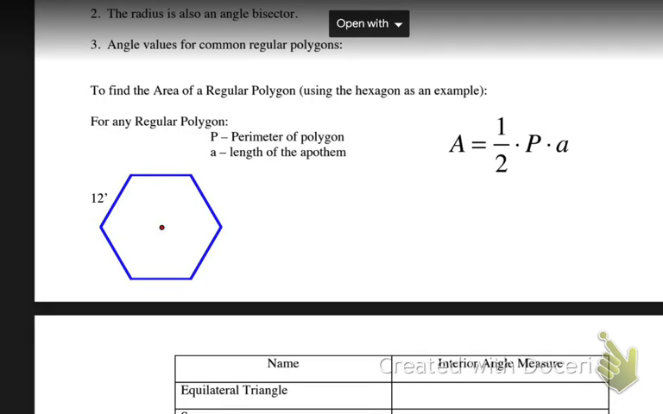This is our 9.5 notes area of regular polygons. We are going to focus on problems where we are given one of the sides of the polygon. So I'm actually doing the very first example on the front of the 9.5 notes. As you can see, we are told what one of the sides is. It's going to be 12.